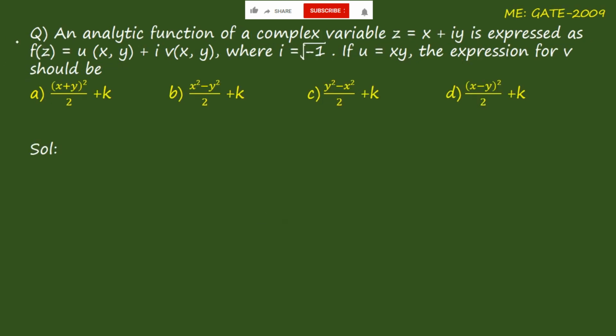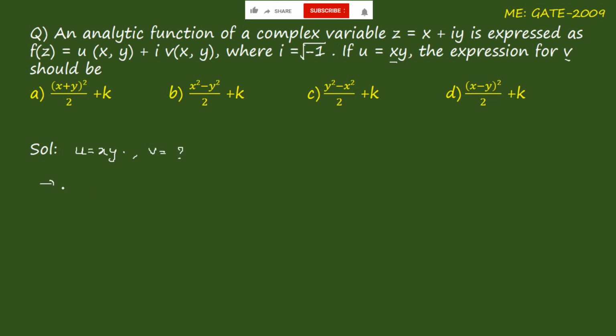The question is, an analytic function of a complex variable z equal to x plus iy is expressed as f of z is equal to u plus iv, where u and v are functions of x and y, where i is equal to root minus 1. If u is equal to xy, then the expression of v should be. So they have given that u is equal to x into y. Now you have to find the value of v, right?